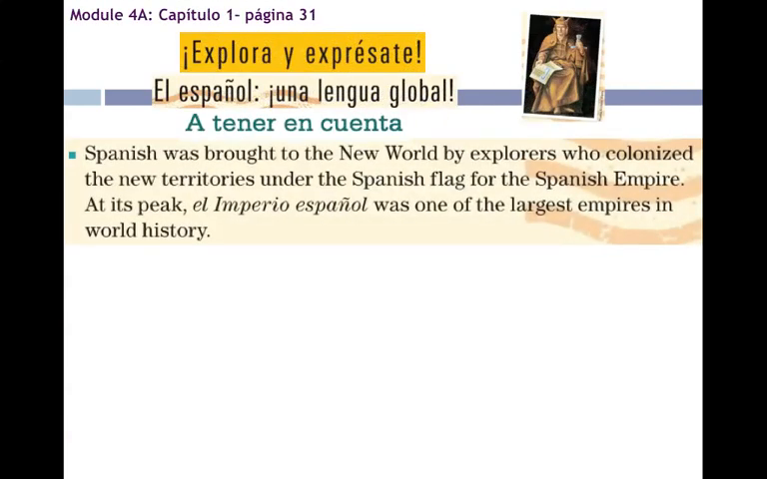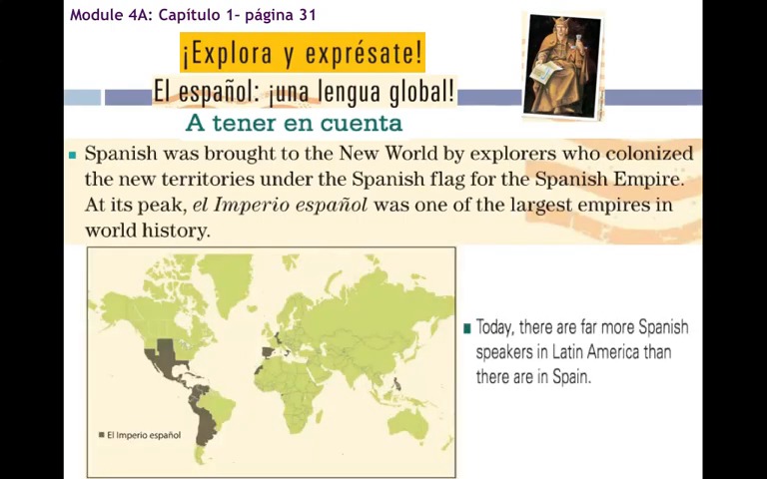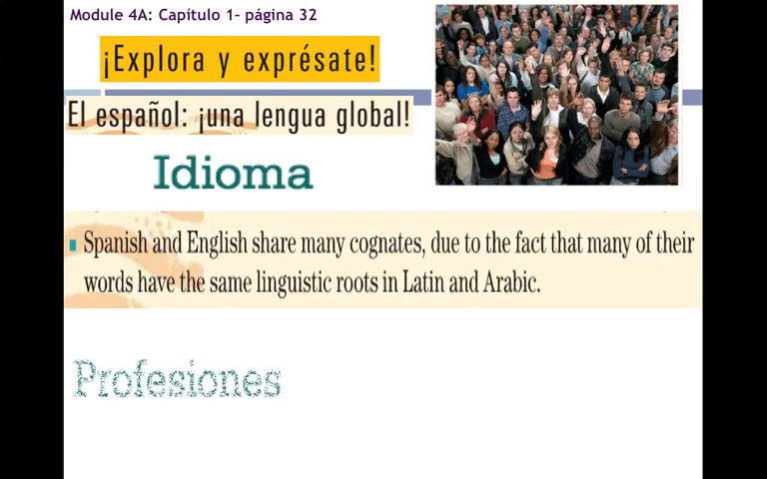Un poco más, Spanish was brought to the New World by explorers who colonized the new territories under the Spanish flag for the Spanish Empire. At its peak, El Imperio Español, the Spanish Empire, was one of the largest empires in world history. And today, there are far more Spanish speakers in Latin America than there are in Spain. As far as the idioma, the language, Spanish and English share many cognates due to the fact that many of their words have the same linguistic roots in Latin and Arabic.